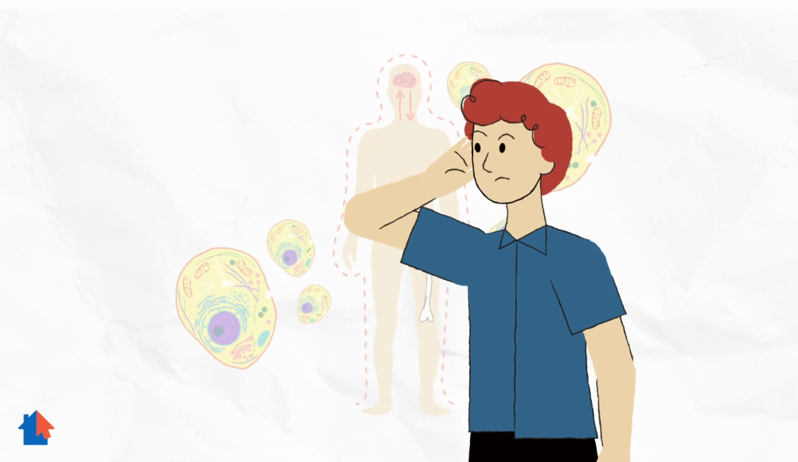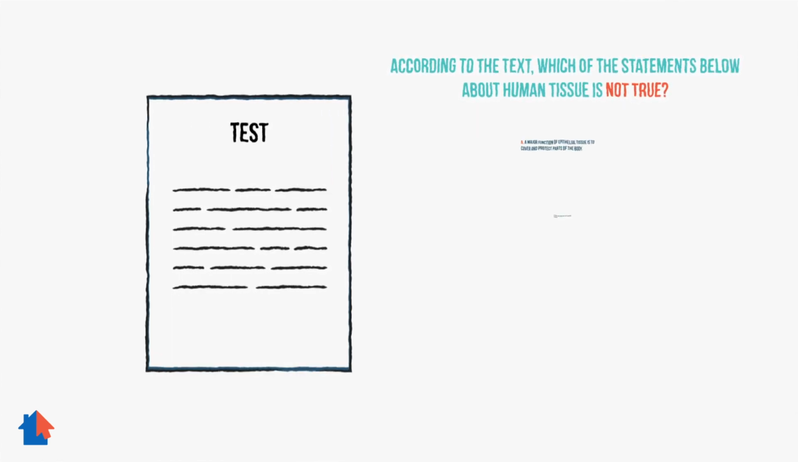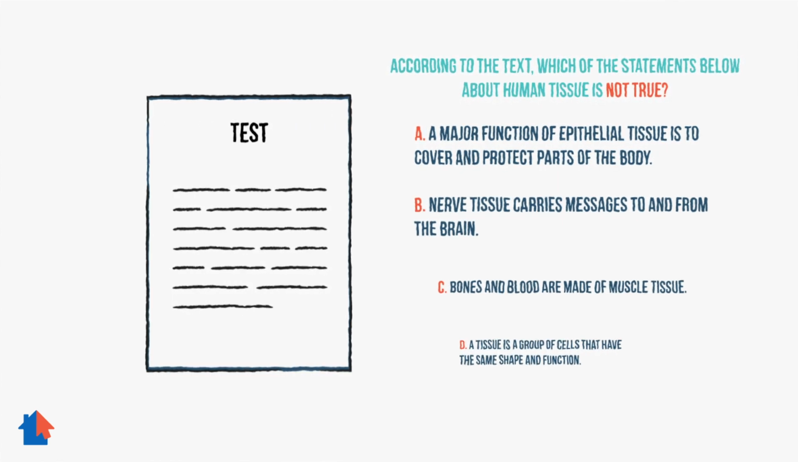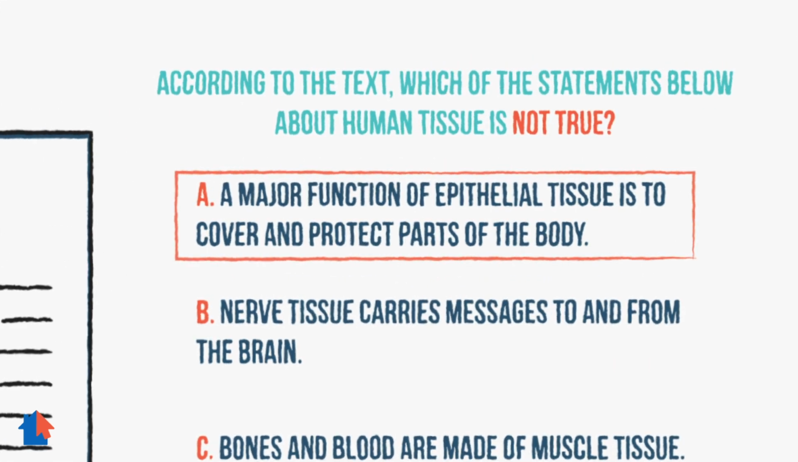How do we get the answer? The question says, according to the text. This means that you do not need to know all about human tissue in order to find the answer. Instead, you're supposed to find the answer by using the text you just read. The best way to do this is to quickly test each statement against the text to see which statements are true and which are false.